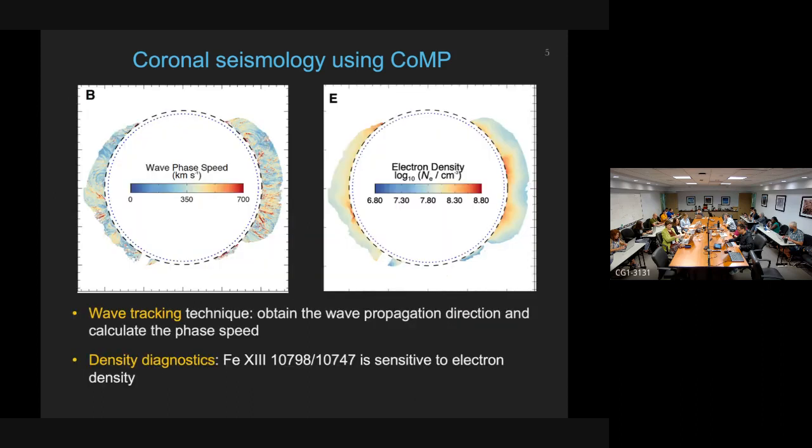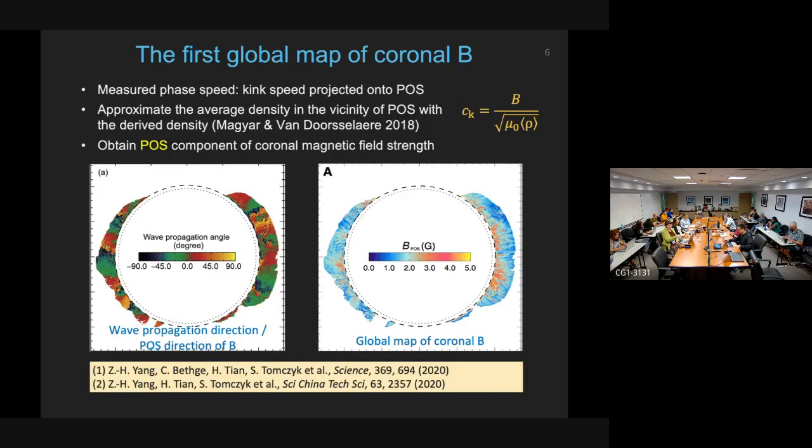We use the wave tracking technique introduced by Richard this morning. We can obtain the wave propagation direction, which also refers to the magnetic field direction onto the plane of sky. And we can also calculate the phase speed. Because CoMP and UCoMP can observe using these two iron 13 density-sensitive line ratios, we can use this line ratio to diagnose the electron density in the global corona. And combining these two, we can get the magnetic field strength in the corona.